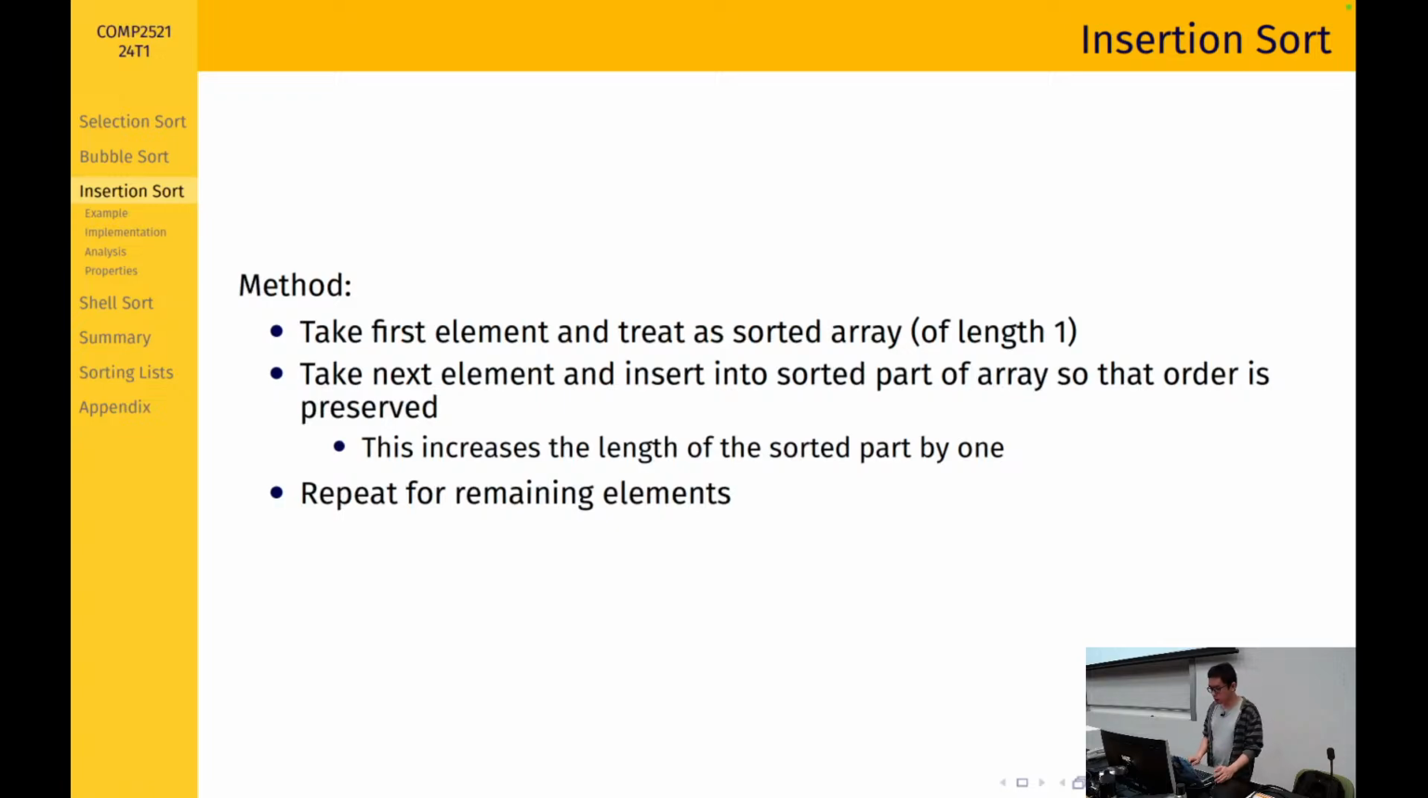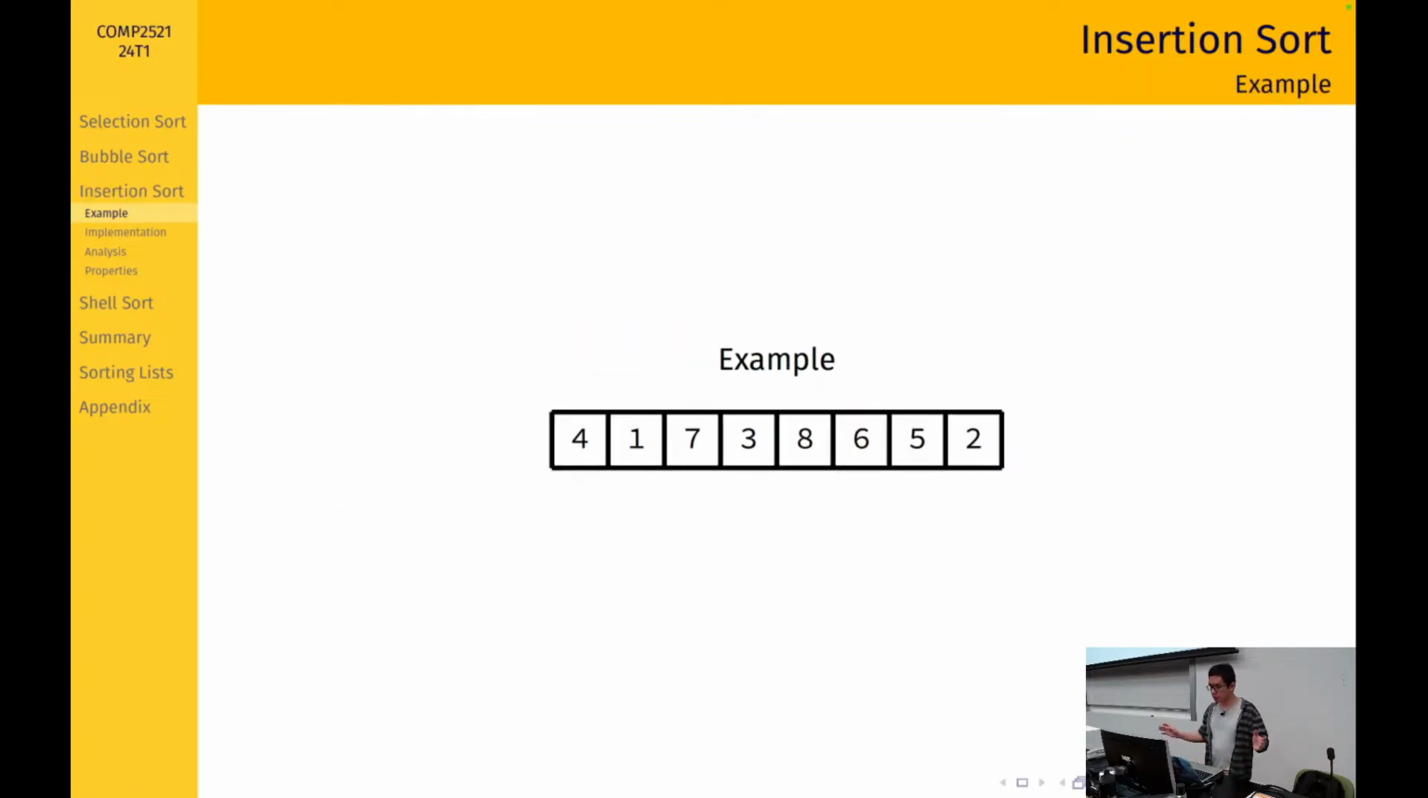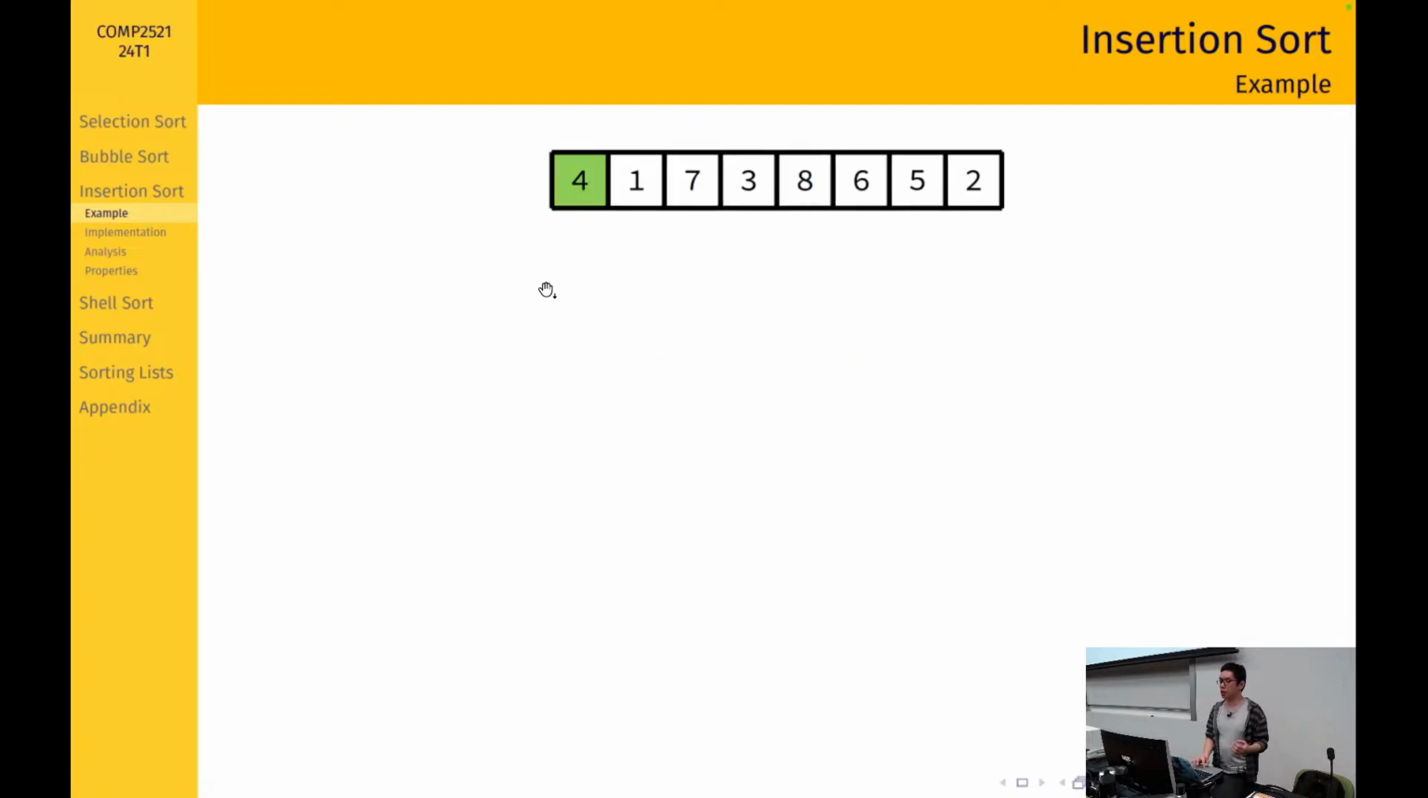So here is an example. We want to sort this array. The first thing insertion sort does, remember, is it takes the first element and treats that as a sorted array of size 1. And now, for each of the remaining elements in the array, it's going to insert the elements into the sorted part of the array so that the sorted part of the array remains ordered. So how does that work?